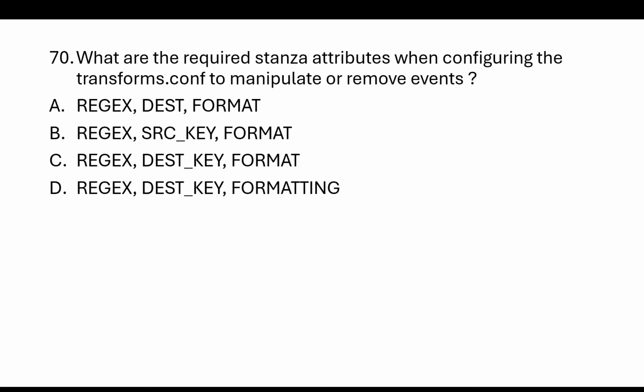Question number 70. What are the required stanza attributes when configuring transforms.conf to manipulate or remove events? Option A, regex, dest, format. Option B, regex, source key, format. Option C, regex, dest key, format. Option D, regex, dest key, formatting. And the answer is option C, regex, dest key, format.